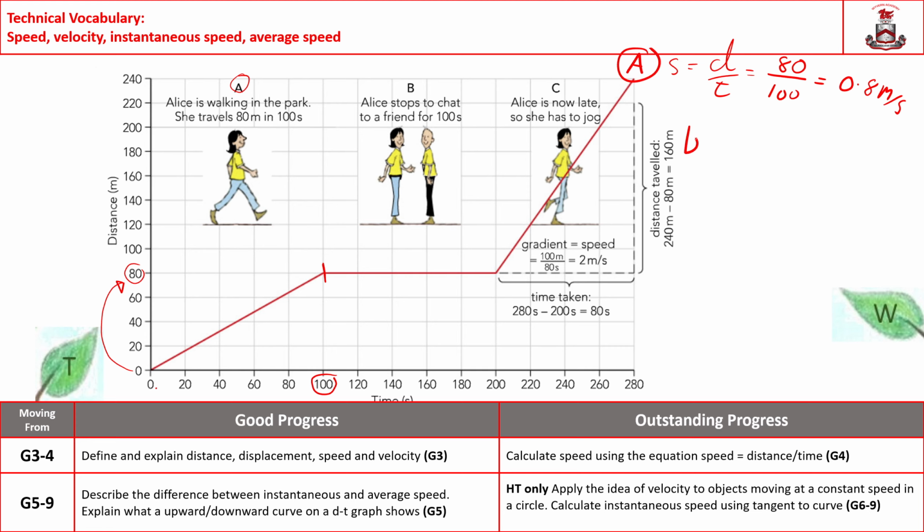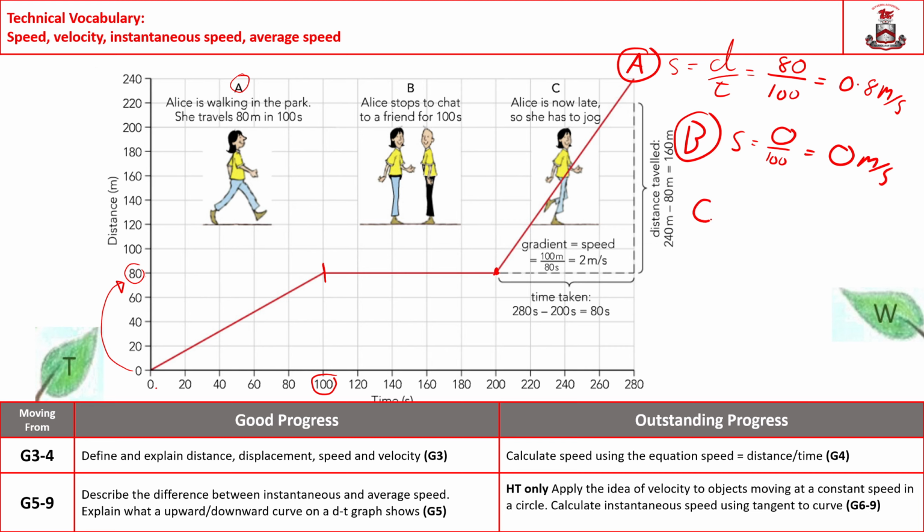Let's have a look at section B. Section B is a bit easier. Well, what is her speed? What distance did she move? Well, she started at 80 meters, and then at the end of this bit here, she finished at 80 meters. So she moved a 0 distance, and that time was 100 seconds. Well, 0 divided by 100 is still 0 meters per second, so she didn't move at all.